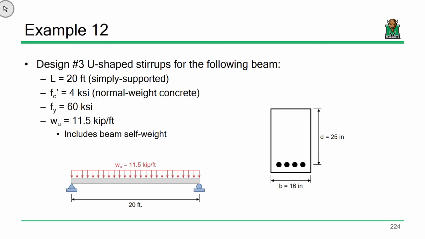So we have a beam that's 16 inches wide with an effective depth of 25 inches. It's being subjected to a uniformly distributed load. To keep things simple, I just gave you the load. It includes the beam self-weight, and we'll say it's about 11.5 kips per foot factored. So none of the load factors, anything like that, it's all there. The beam's 20 foot long. It's simply supported. 4 KSI normal weight concrete, 60 KSI steel, and I want to design the shear reinforcement for this section. Everybody okay with this?